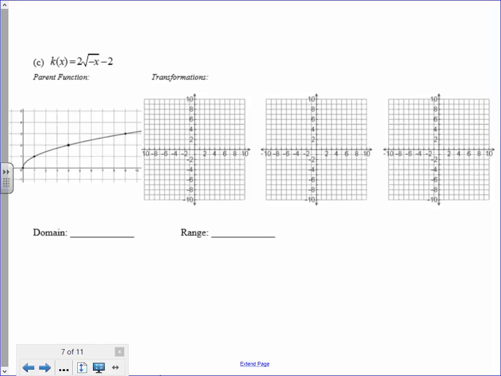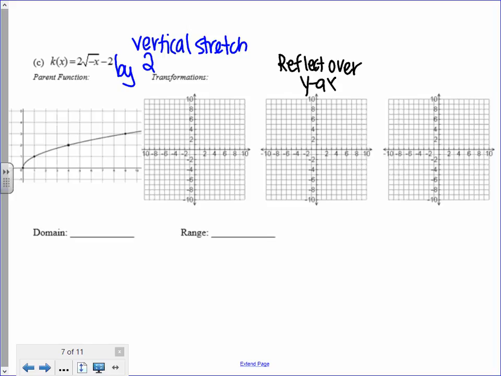Now, what does the 2 in front represent? Vertical stretch. Vertical stretch by 2. What about the negative in parentheses? Reflect over the y-axis. Good. Reflect over the y-axis. And then the negative 2, it's outside the square root. It's outside, so it's down 2. Yeah, we got to remember all those. So again, if you want to work ahead of me and then start the practice, that's fine. You can just check your answer when I'm done. If you want to stick with me, that's cool too.